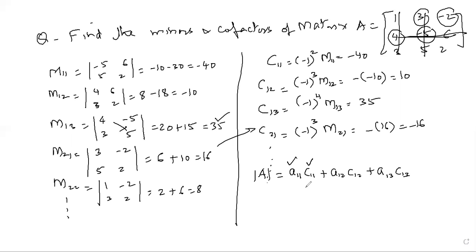Next time we will cover the properties of determinants, about 12 or 13 properties you will study, and then we will start the next exercise.